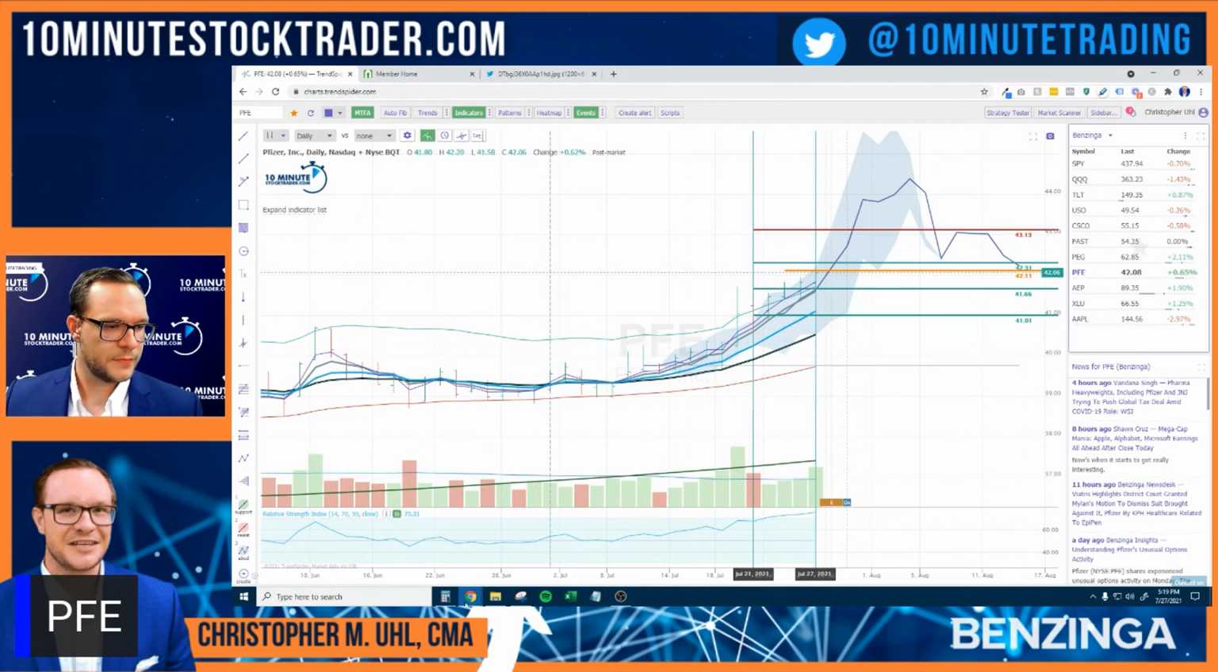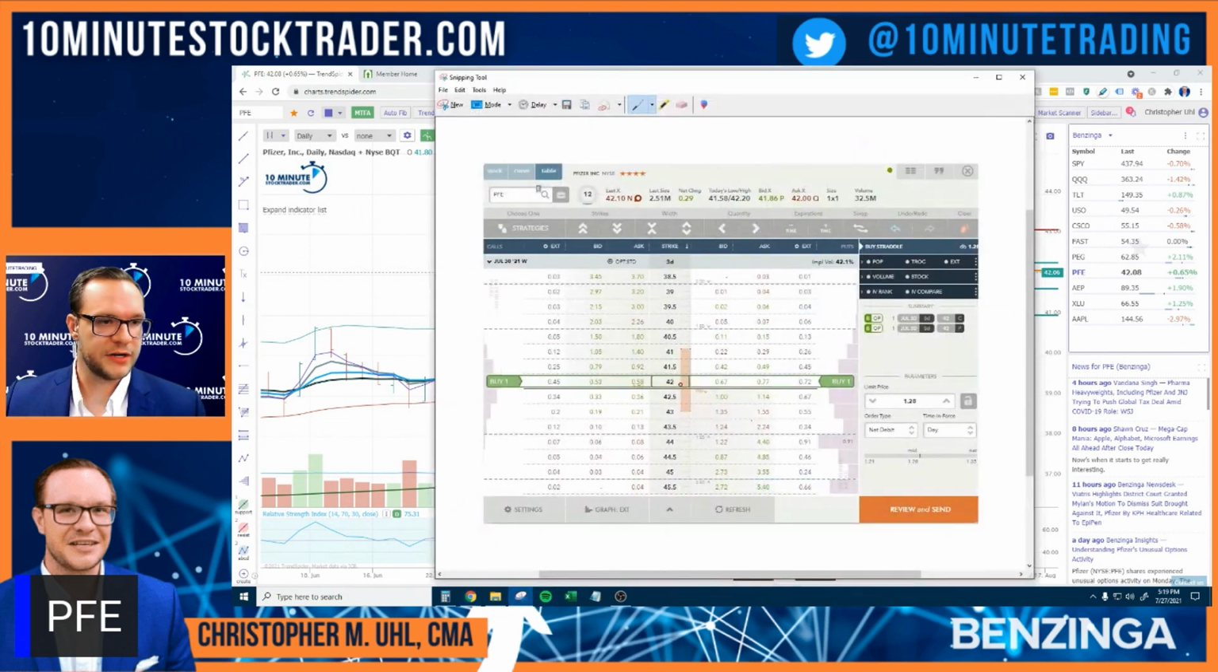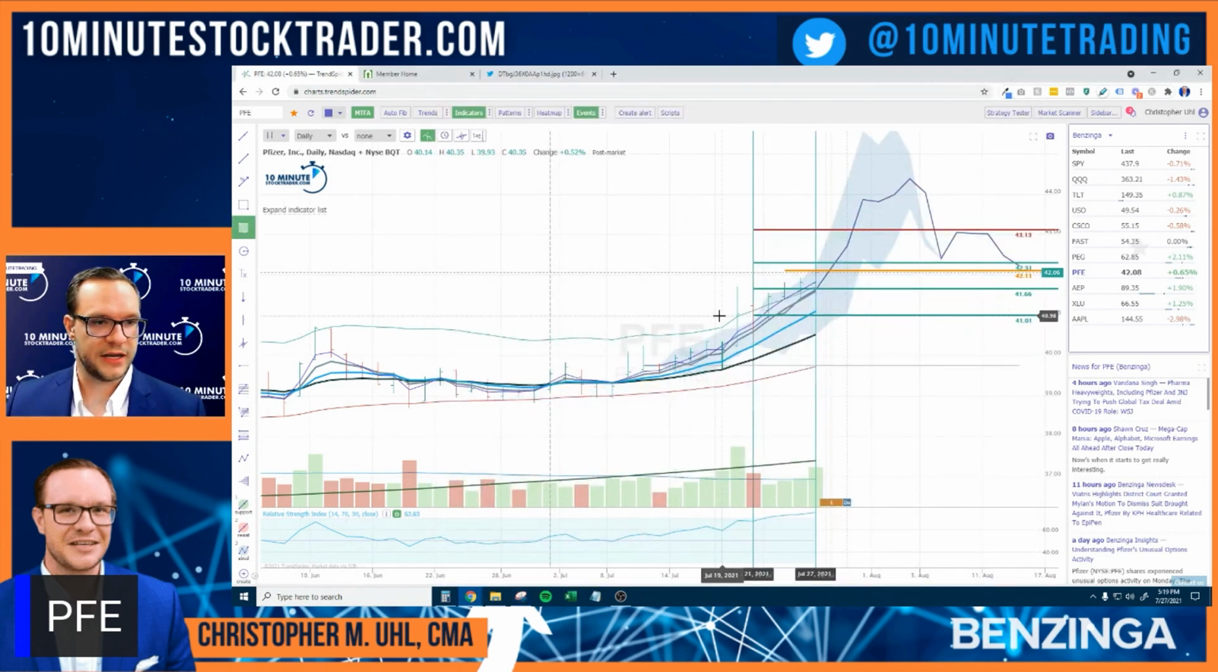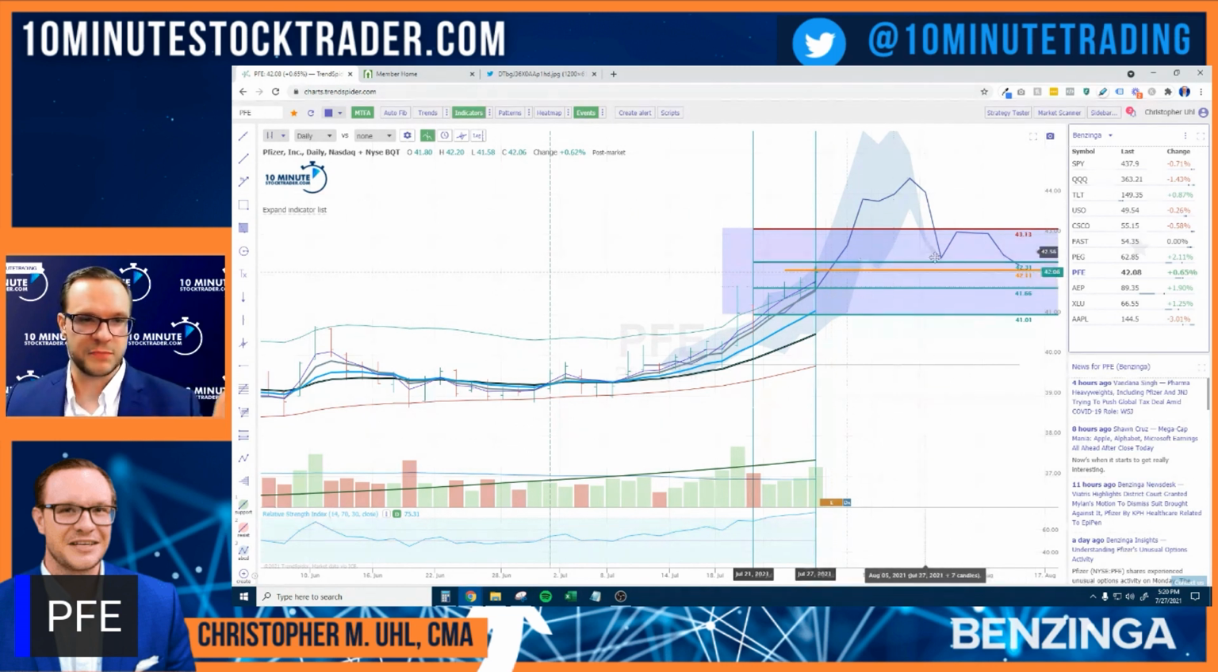So let's go over that real quick again. The way that you calculate the expected move is you buy both the call and the put at the money. The sum of that is 128. Then you take 85% of that sum, and that will give you the expected move. So let's highlight that on the chart. The expected move is everything inside this purple box.